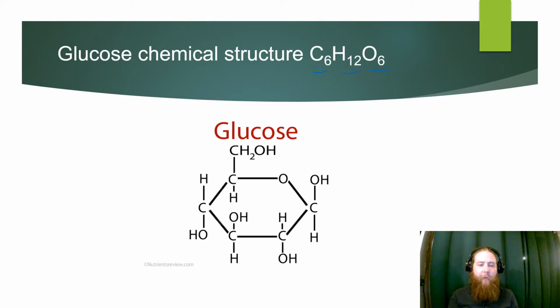This is what glucose looks like. It has a ring structure. It's a hexose sugar, meaning it has 1, 2, 3, 4, 5, 6 carbons. What you need to know is C6H12O6. And that's the same glucose that's in plants, the same glucose that's in humans, the same glucose that's in fungus. All has that C6H12O6 structure.